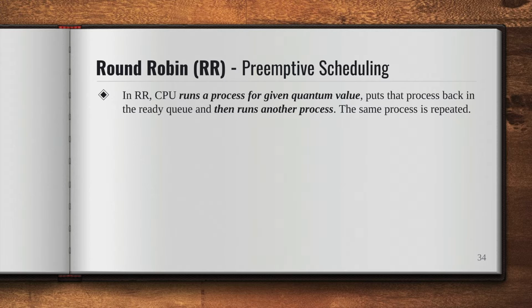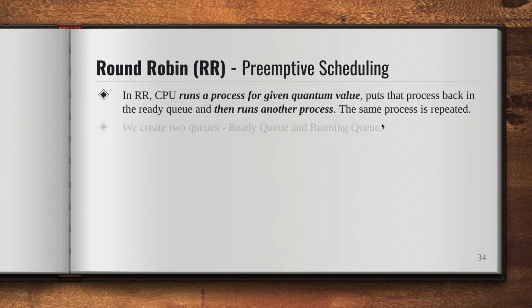As you know, in preemptive scheduling, a process can be interrupted and another process can go ahead and start running. That's why in round robin, it states that it runs for a given quantum value, let's say 2 units. Then that particular process, let's say process A, goes back in the ready queue, and process B will come and start running. And the same process is repeated.